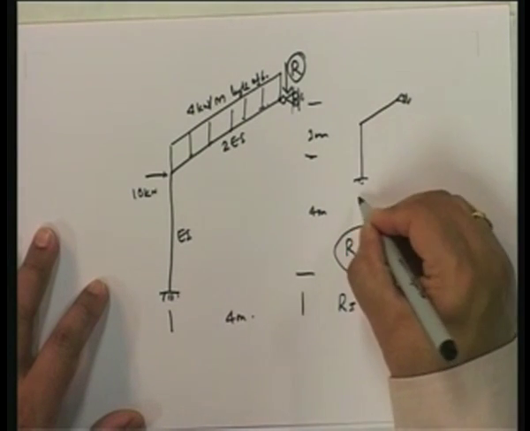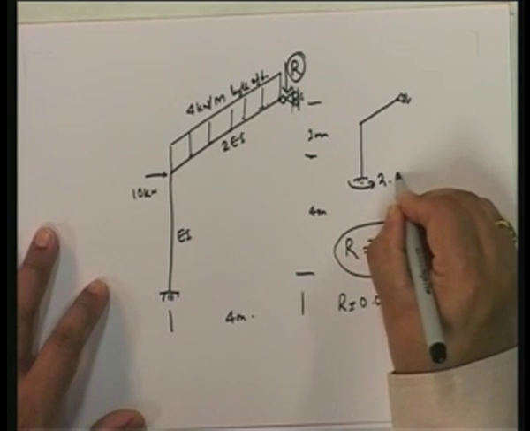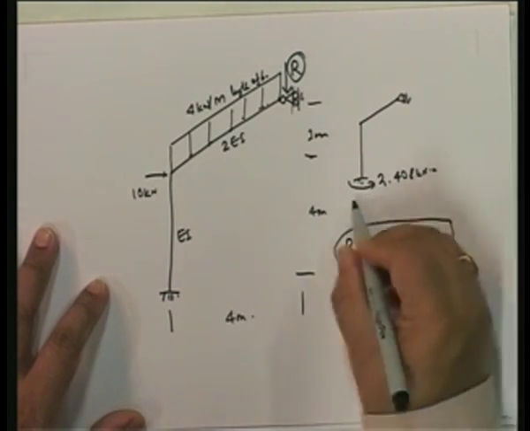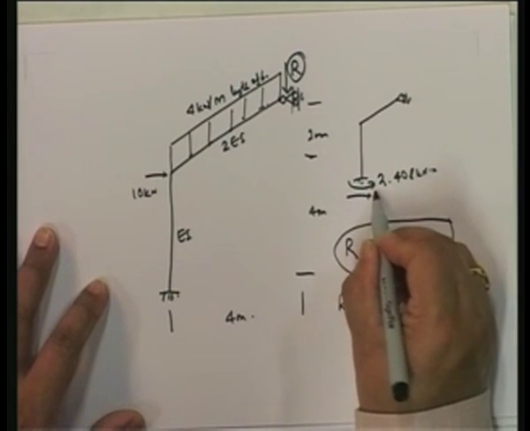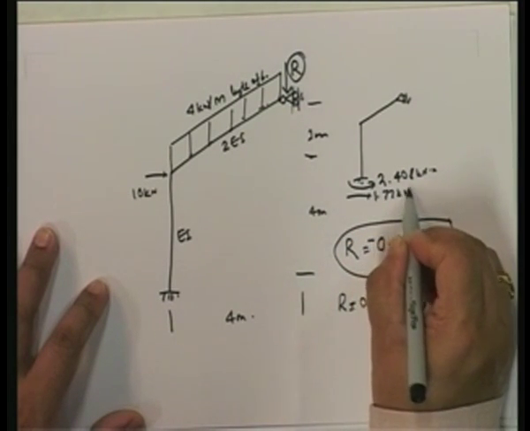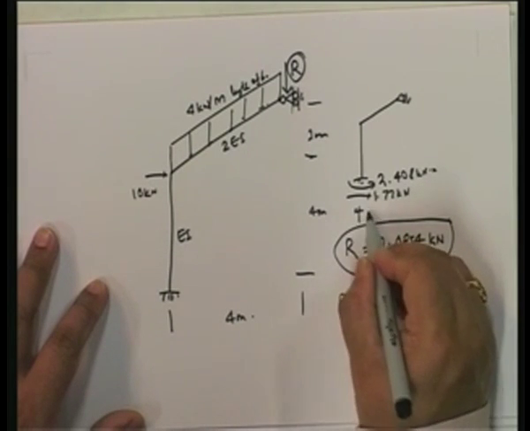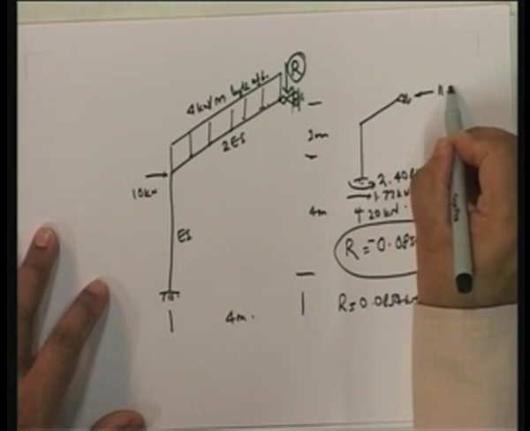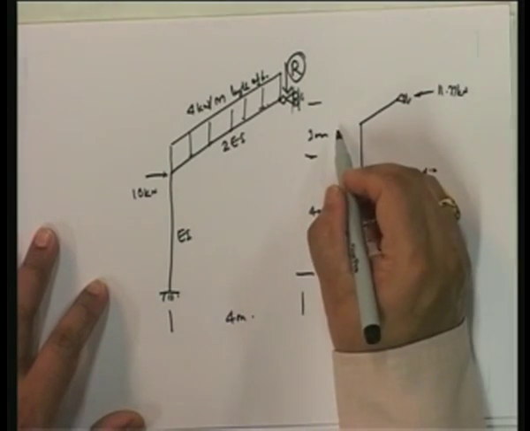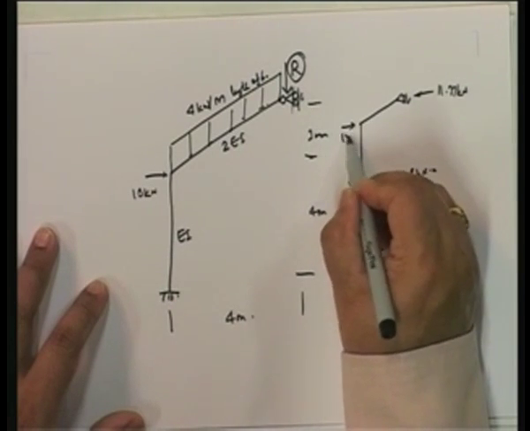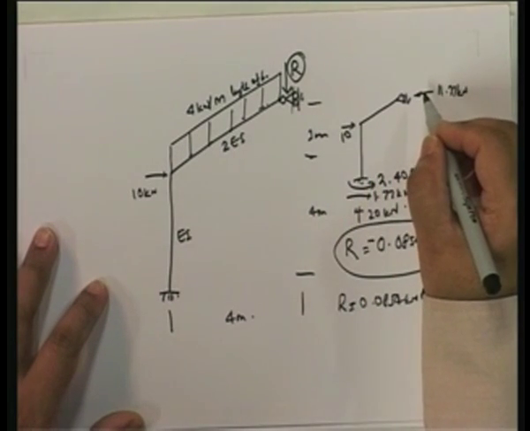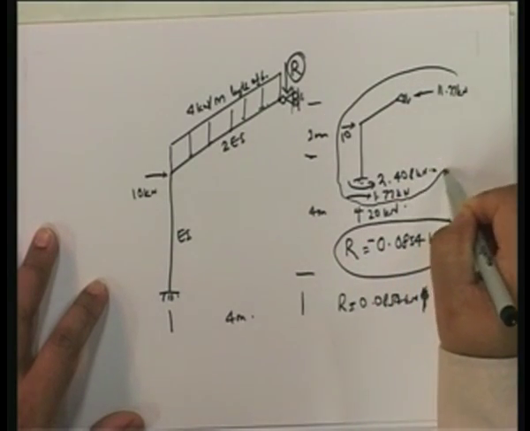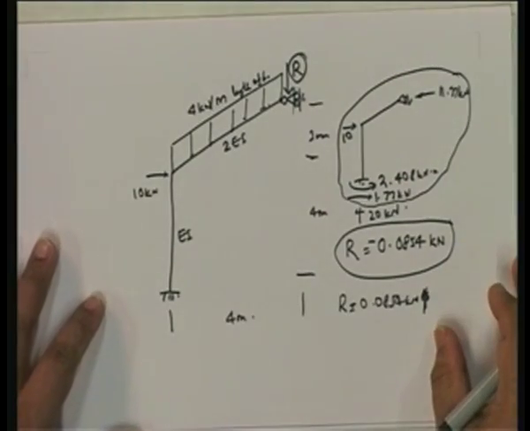You get 2.408 kilonewton meter here. You get 1.77 kilonewton here, 20 kilonewton here, 11.77 kilonewton here. The load is 10 kilonewtons here, and that's it. That is the solution that I want you to get.